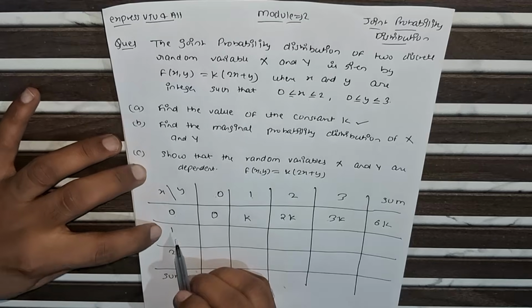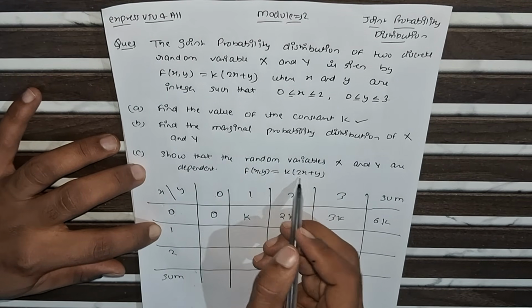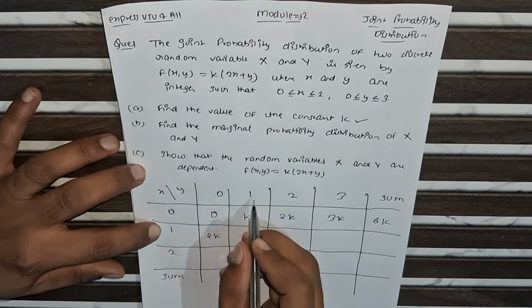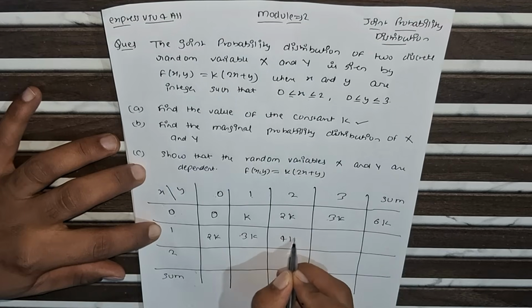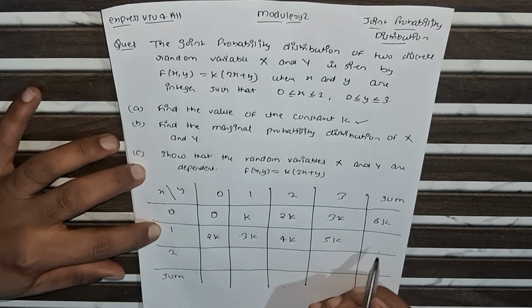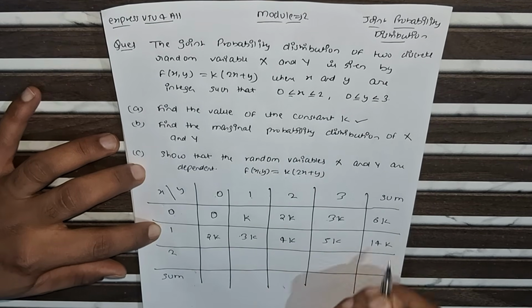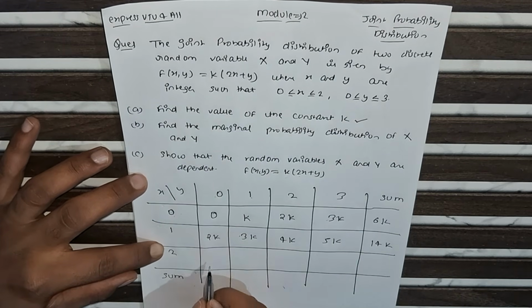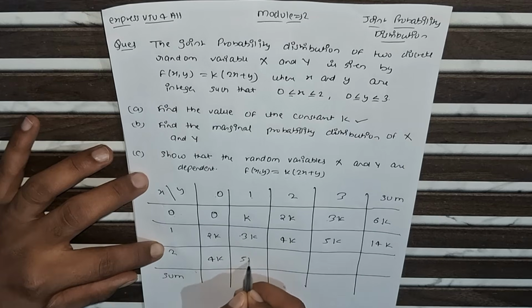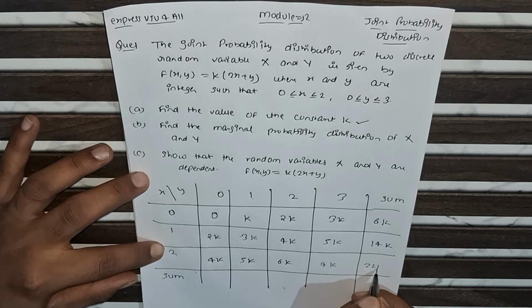Like that. Where x equals 1 and y equals 0, it becomes 2 plus 0 equals 2k. So 2k, then 3k, 4k, then this is 5k. The sum: 5 plus 4 is 9, and 3 is 12, plus 2, 14k. So this is our 14k. Like that, x value is 2, y value is 0, so it becomes 4k, 5k, 6k, 7k, then it becomes 22k.